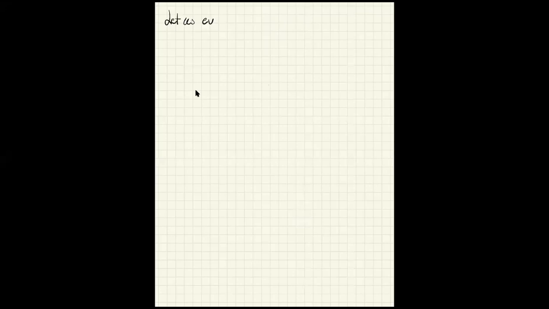Let us evaluate the iterated integral from 0 to 3, 0 to 2, of x y, x squared y, dy dx. So what you do is you take this function here and you compute this thing.